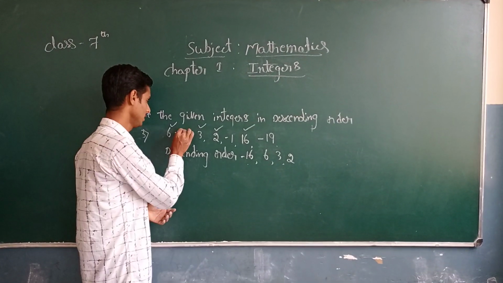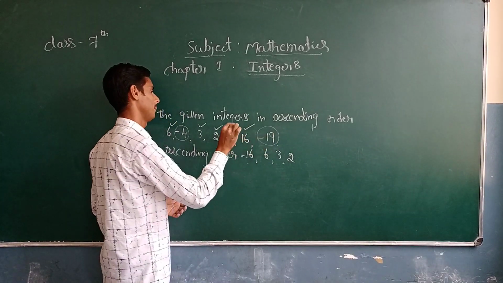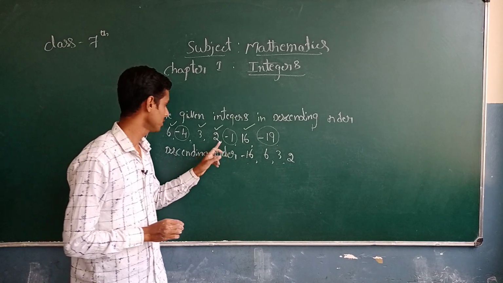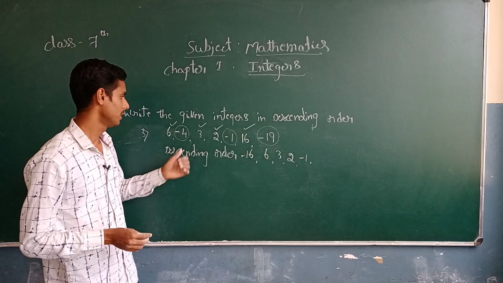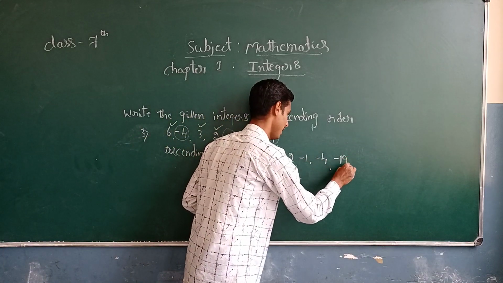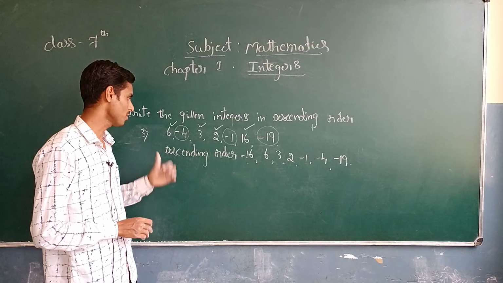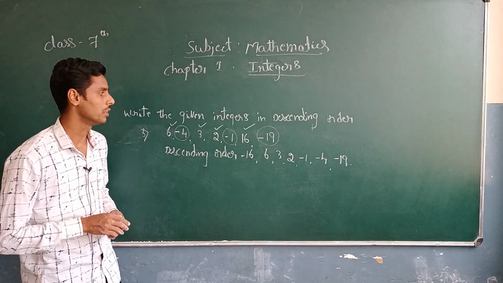We have to write the negative integers. Among those, we have to find the larger one. This is the larger one here: minus 1. After that, minus 4. After that, minus 19. This is how we write the descending order when positive and negative integers are given together. Okay.